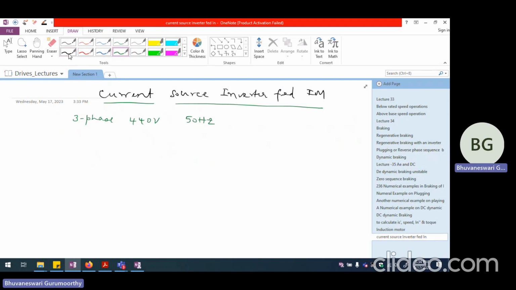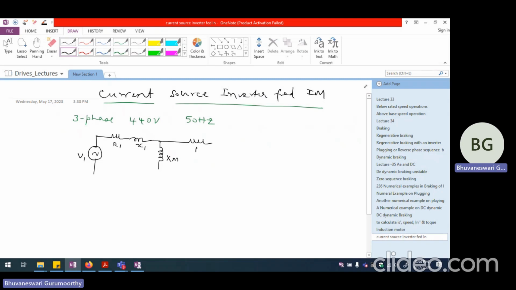Whereas if we are looking at the current drawn by the induction motor, let us look at the equivalent circuit of the induction motor. This is the per phase voltage, which is V1. And we have R1 and X1, which are the leakage reactance and resistance of the stator side. Again, per phase values. Then we have XM, which is the magnetizing reactance. I'm not including the core loss component here in the equivalent circuit.